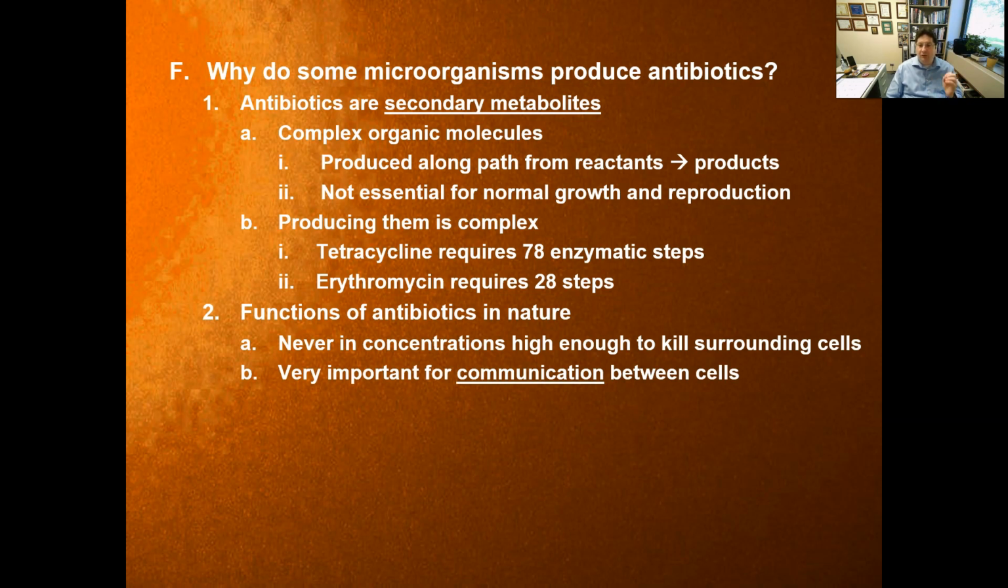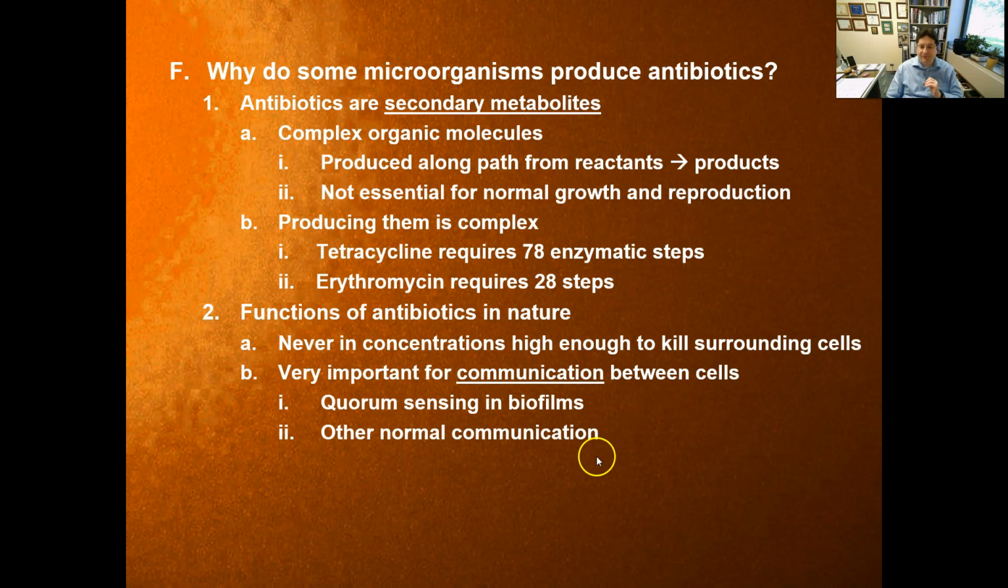When bacteria or fungi naturally make antibiotics, they use them to communicate with other cells. You might recall quorum sensing in biofilms and other types of communication between cells. So naturally, antibiotics are used as molecules that allow cells to communicate with each other. Their antimicrobial action is coincidental. Turns out that they're normally used in communication, but in high enough concentrations, they kill.